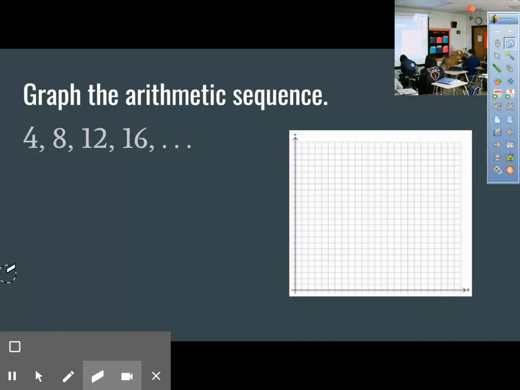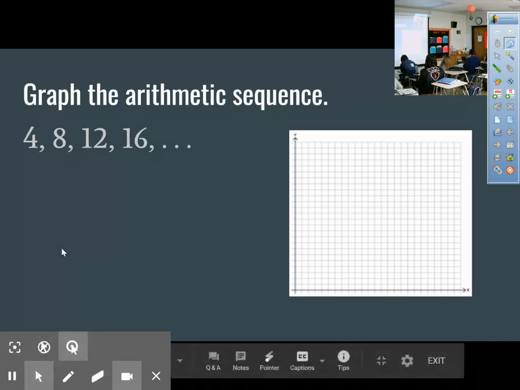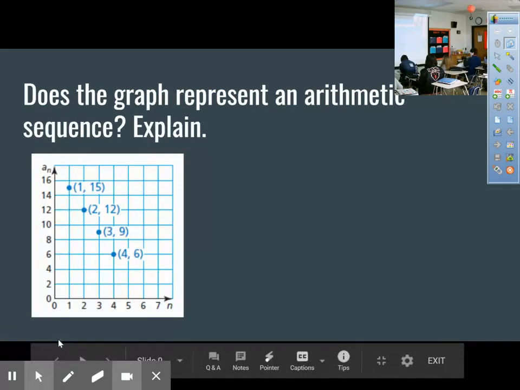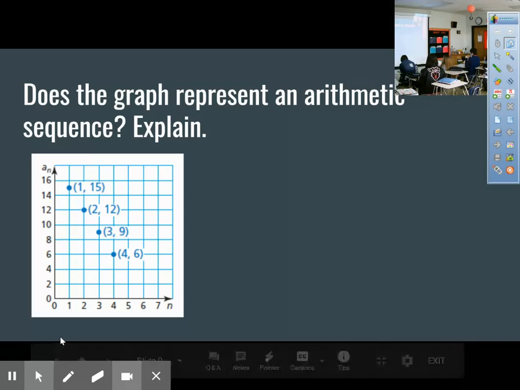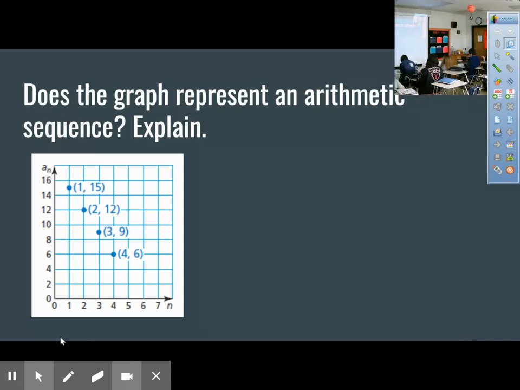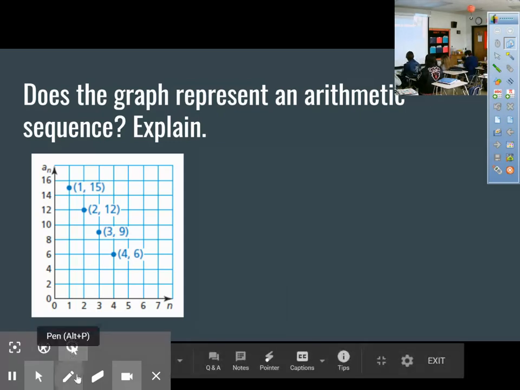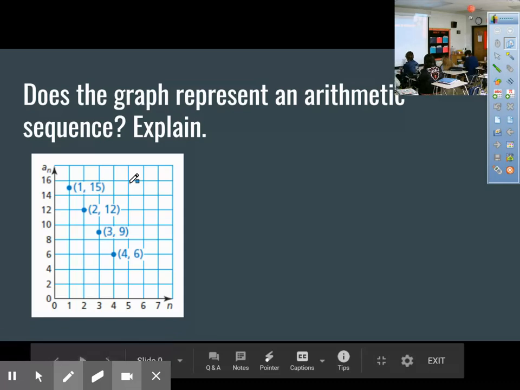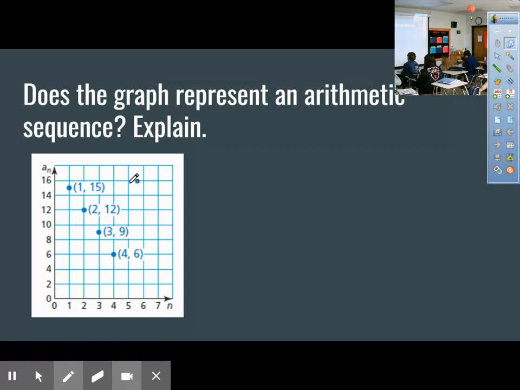I like to see how it all ties together, how everything overlaps. All right, so knowing that an arithmetic sequence is linear, that means it increases or decreases by the same amount. That means it has a constant rate of change. Okay. So it says, does the graph represent an arithmetic sequence? Explain. Well, the way to tell is to look at your terms. You got 15, 12, 9, and 6.